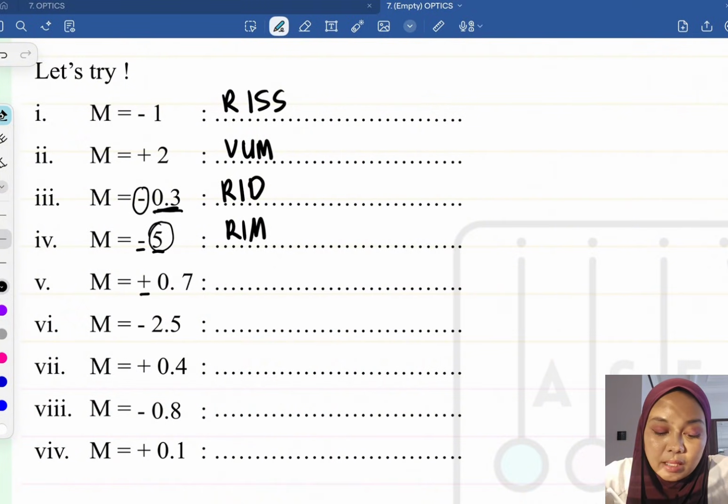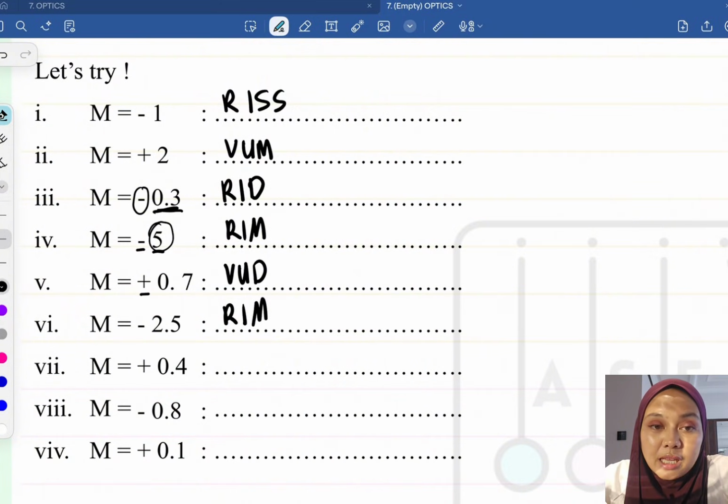Next, we have positive and 0.7. It means that this image is virtual upright and diminished. Next, we have negative and 2.5. It means that it is real, inverted, magnified, because 2.5 is more than 1. Do not confuse with negative 2.5. If you say that negative 2.5 is lesser than 1, then you're going to get it wrong. Put it in separate parts, which is the number, the sign, and also the number.